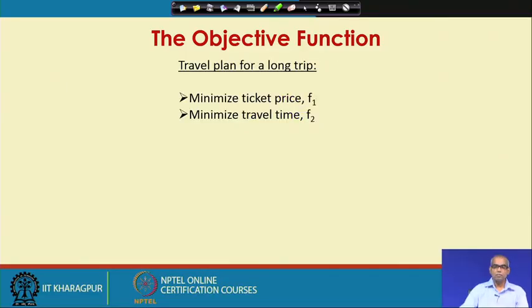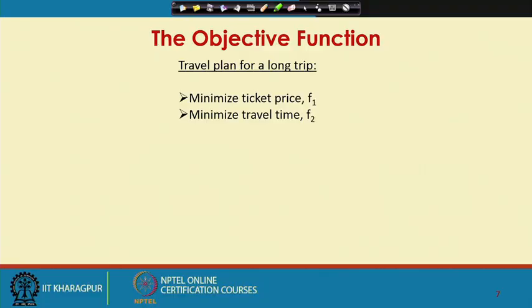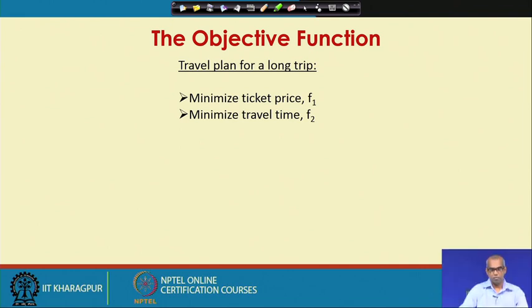Let us consider a simple example, and this will tell you that we may have single objective function, we may also have multiple objective function. Although in this course we will essentially talk about optimization problems with single objective function. So, let us consider a simple example of travel plan for a long trip. So, you are going for a long trip, that is a very long trip.